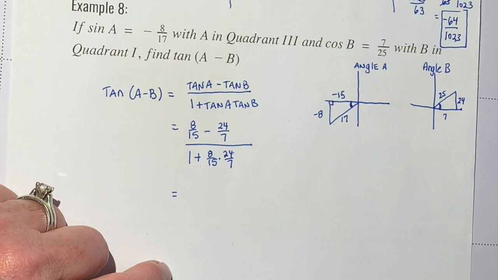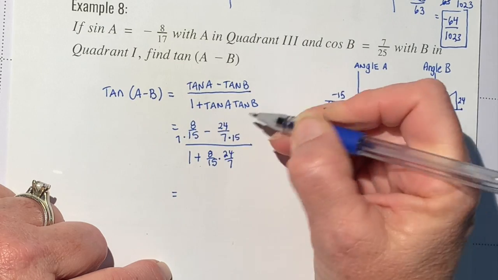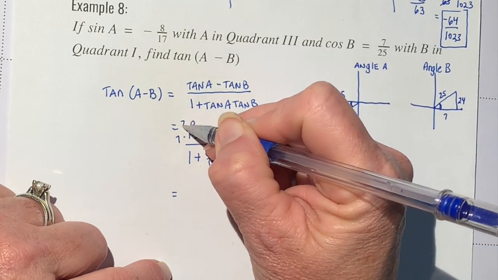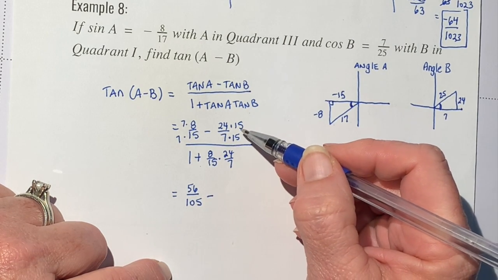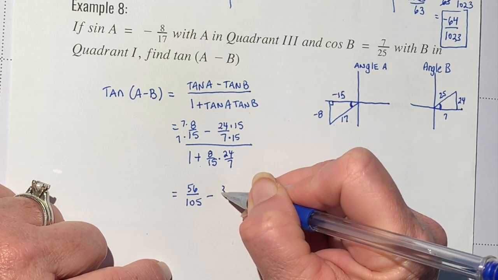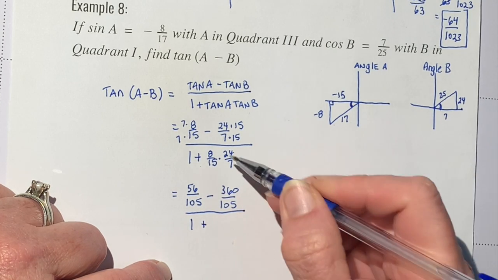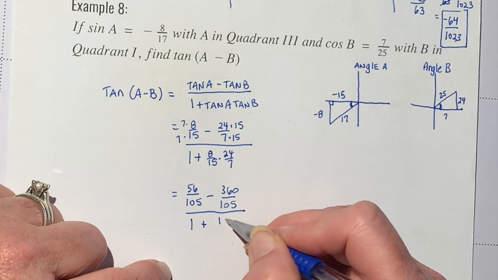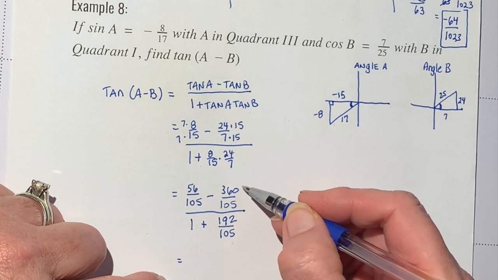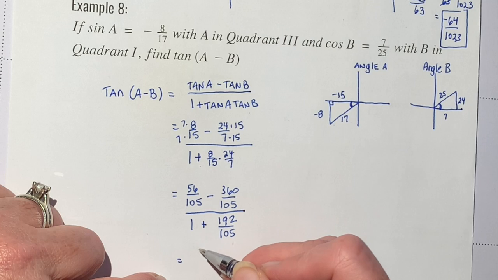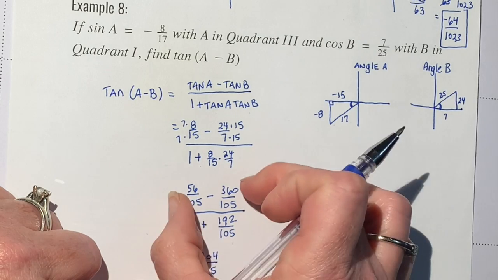So, all right, common denominator here, let's make this 15. Let's multiply this by 7. So this becomes 56 over 105. 24 times 15 is going to be 360 over 105. Down here I've got 1 plus 8 times 24, which is going to be 192 over 105. All right, so 56 minus 360 is negative 304 over 105. So that's what the top fraction simplifies to.